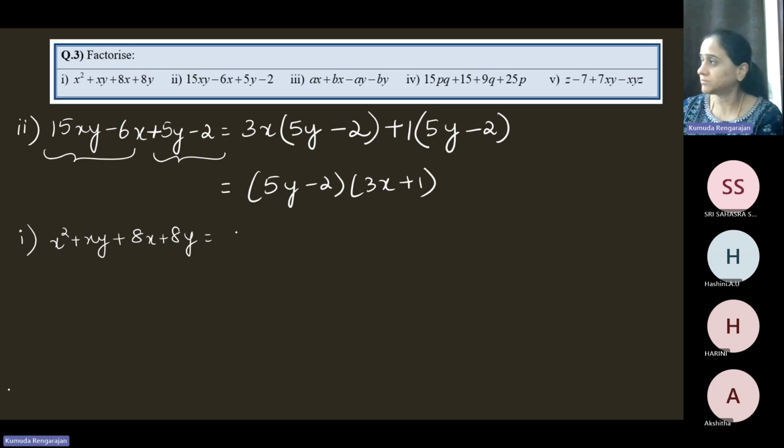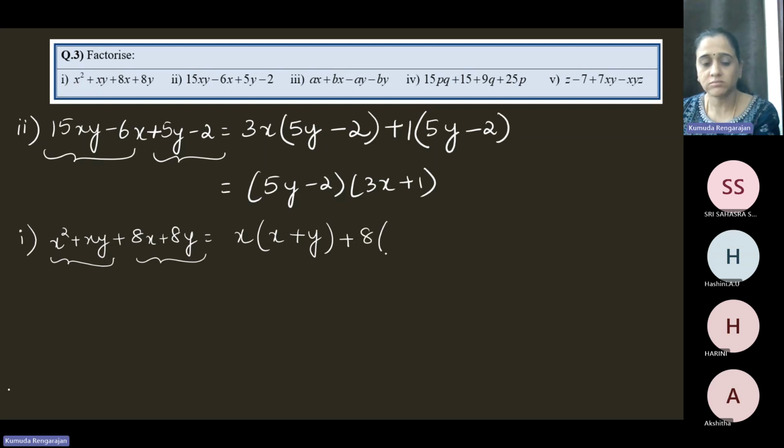Click on the first one. For the first grouping, x is the highest common factor. x into x plus 1, plus 8 into x plus 1, is equal to x plus 8 in bracket, x plus 1 in the other bracket.